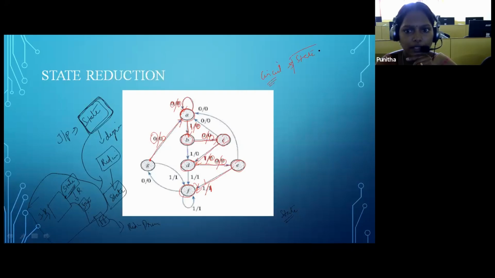This is the initial state representation we have taken, to which we are going to apply the reduction technique. After applying the reduction technique, the states will be reduced and we will get the reduced states. Then this will be applied to the flip-flop. According to the number of reduced states, the flip-flop will be enabled, and it produces the reduced present state.